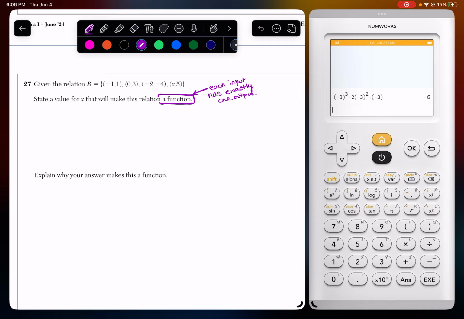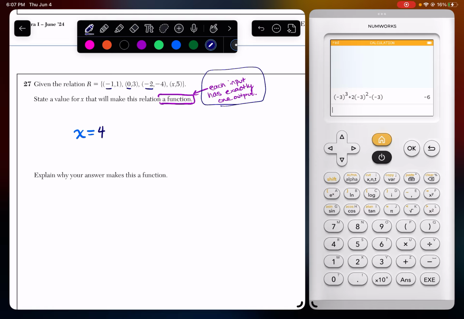What that means is when they say state a value for x, I want to say x equals, then I can choose any number that does not already have an output. So -1 is taken, 0 is taken, -2 is taken. If I state any other number, then this relation is still a function. So maybe I'm going to choose 4, right? There is no output yet for 4, so if x is 4, then the input 4 goes to the output 5. And then to explain this, I want to use this exact definition.